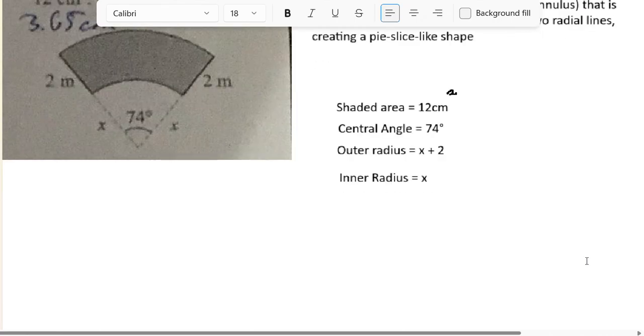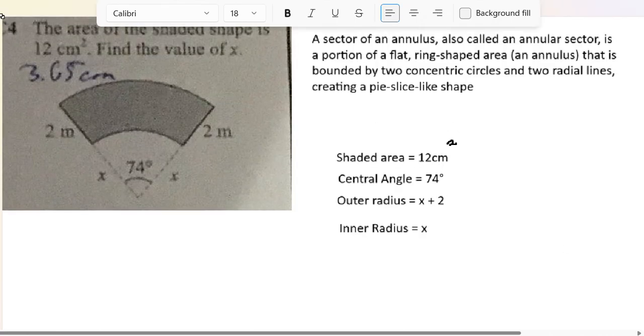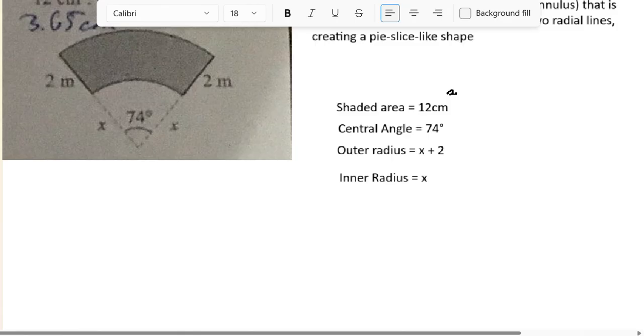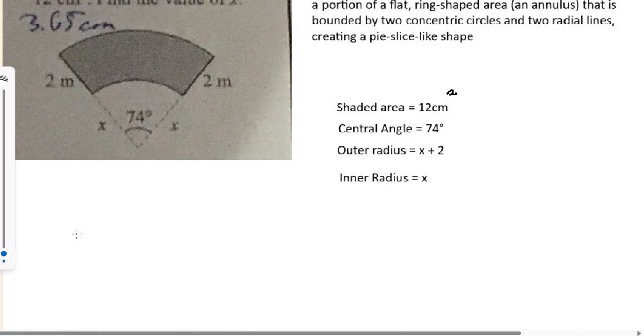And so let's solve. So the shaded region is a sector of an annulus. Okay. So a sector of an annulus, also called annular sector, is a portion of a flat, ring-shaped area, an annulus, that is bounded by two concentric circles and two radial lines, creating a pie slice-like shape. Okay, so that's the shaded part, a sector of an annulus.